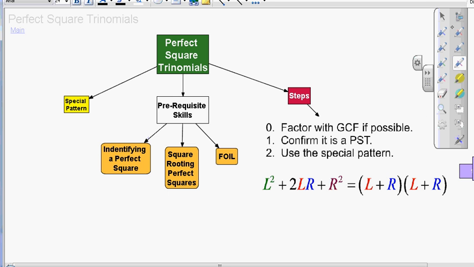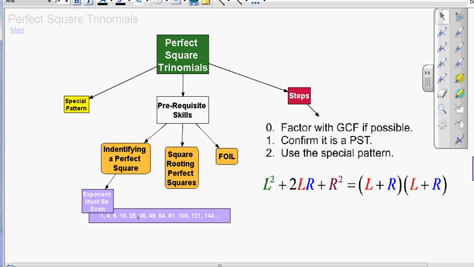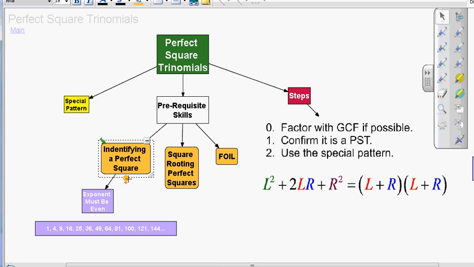Just a quick review here. When we're identifying a perfect square, you need to know that the exponent must be even. The coefficient needs to be from that magic list of perfect squares. And when you're square rooting a perfect square, the exponent is just cut in half. So enjoy. You might want to attend to some practice problems and try to master this skill before you move on to the next type of factoring.